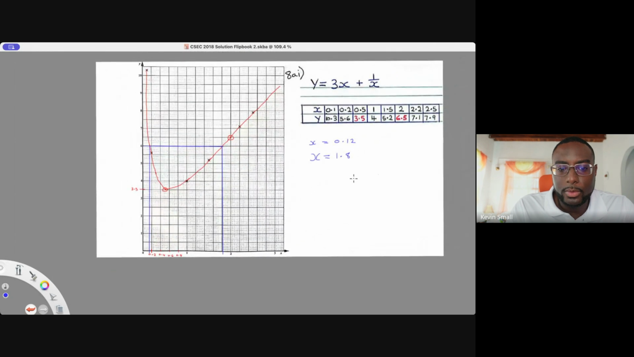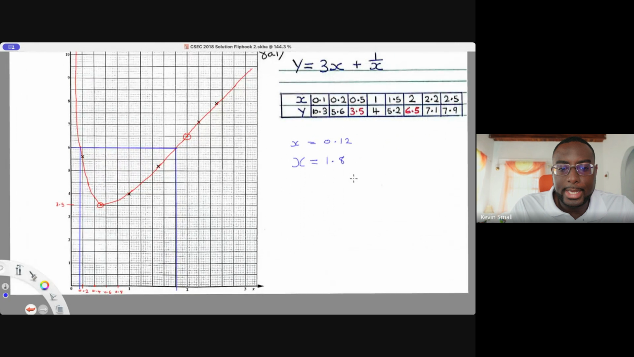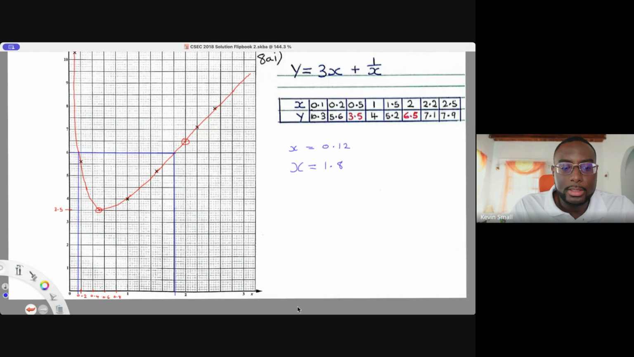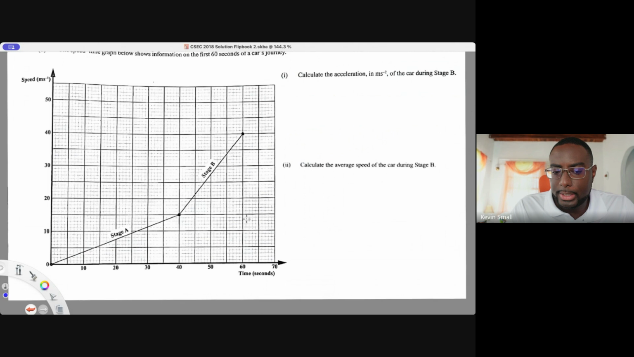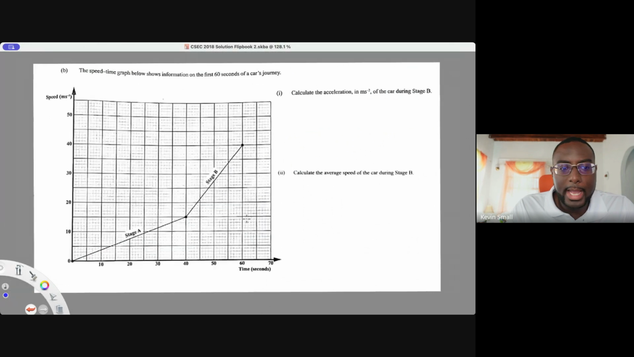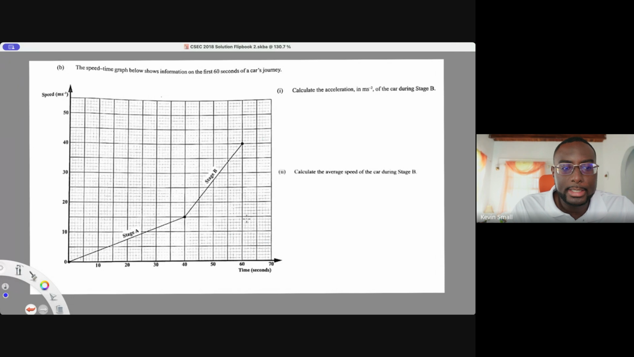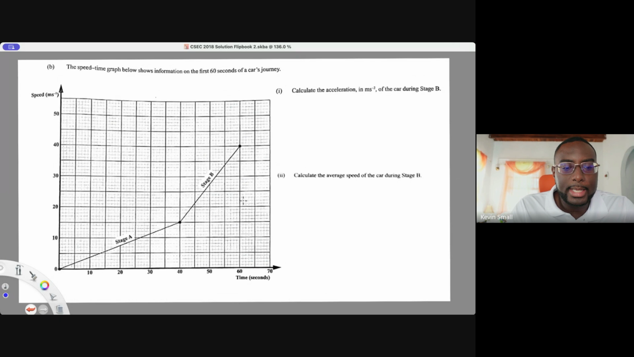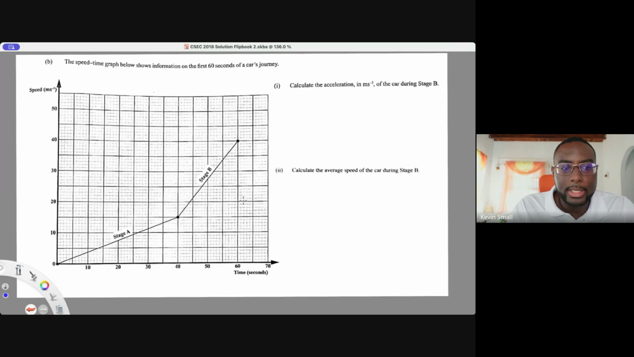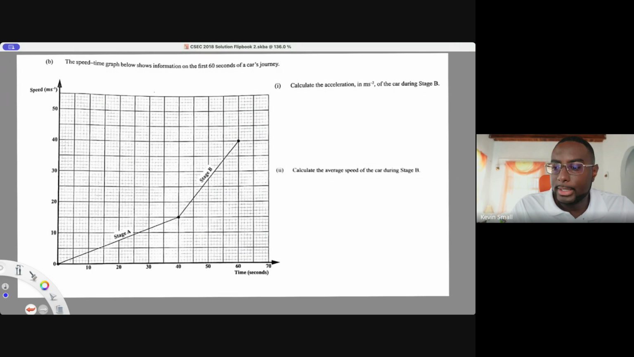For those that never saw this function before, it might be a little different for you. All right, moving on slowly but surely. Here we have a speed, distance, time graph. Show of hands, those that did speed, distance, and time before. Anyone did that before? All right, Elliot. Okay, cool. All right, I'll leave it here.